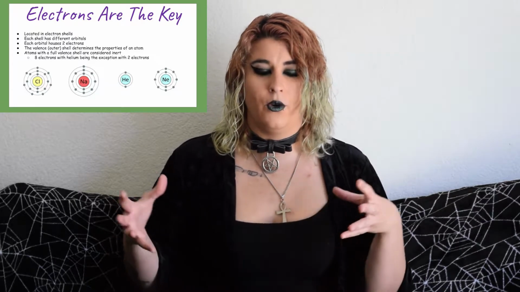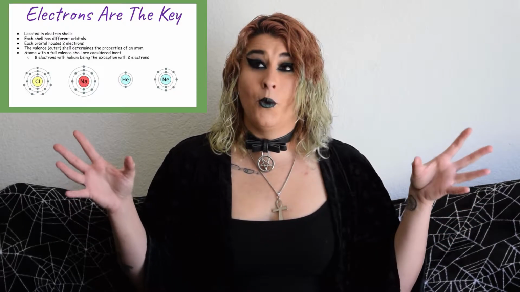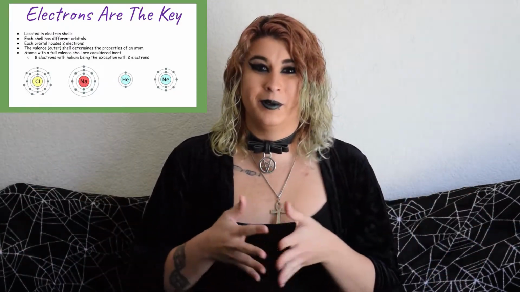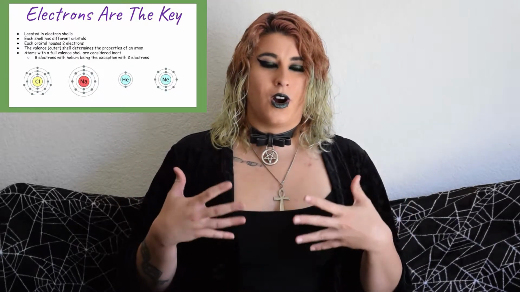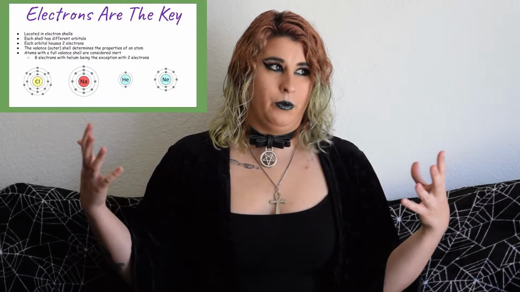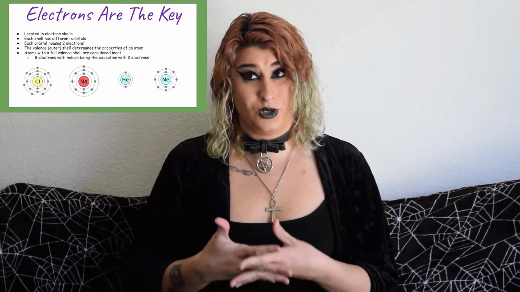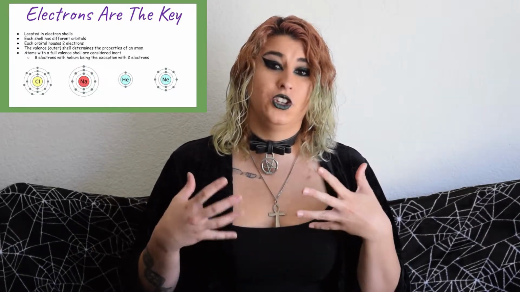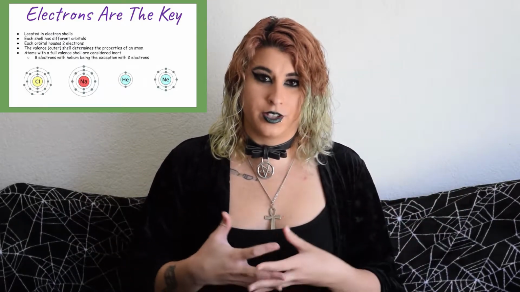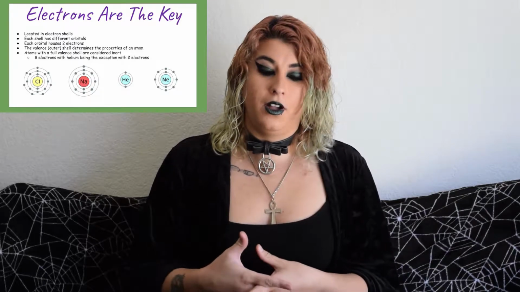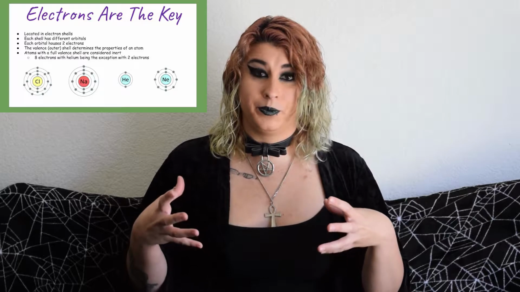Now, the orbitals do have very specific shapes and properties that we're not going to talk about at all, because they're not necessarily relevant for our discussion, and we just don't need to go that in depth into the electron shells and orbitals. But the thing that you do need to know is that the very outer shell of the electron shells is the valence shell, and this is the shell that determines the properties of an atom.